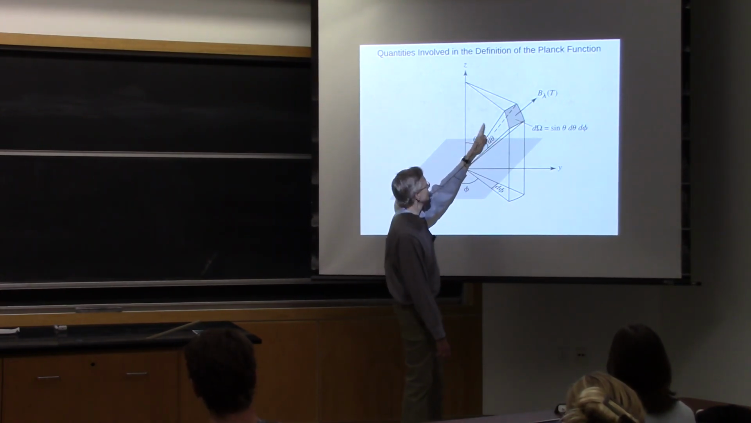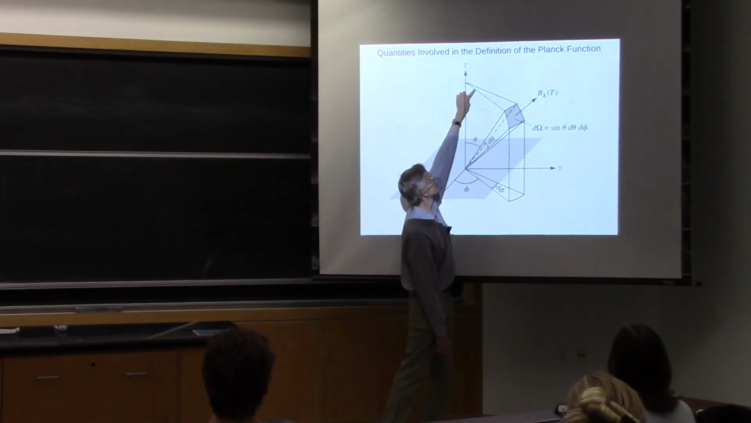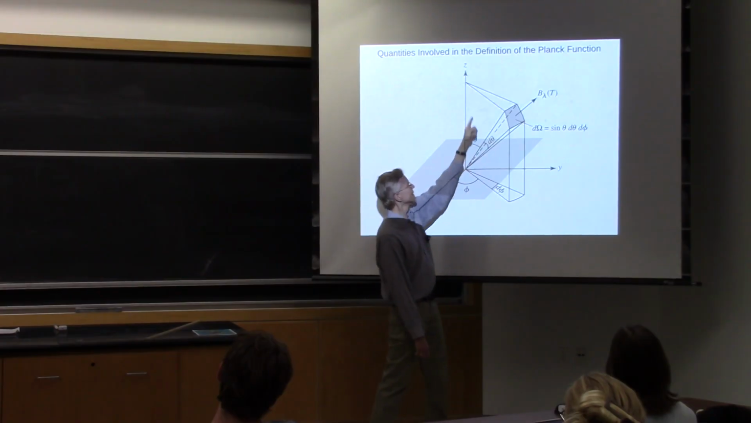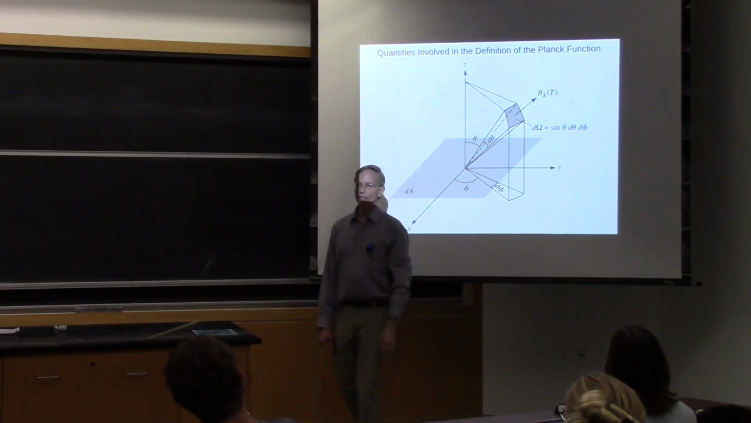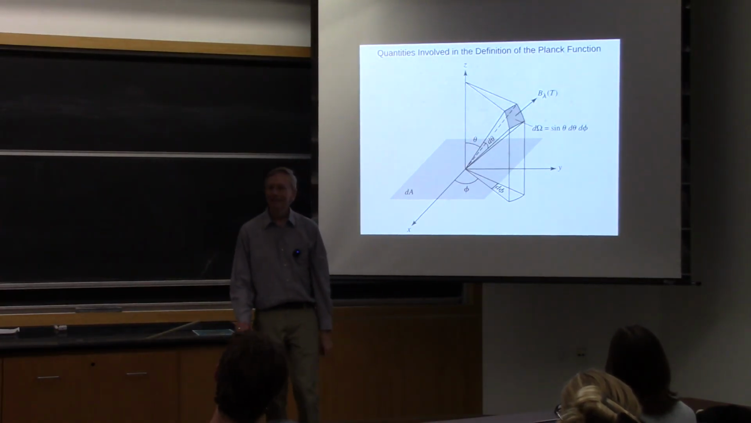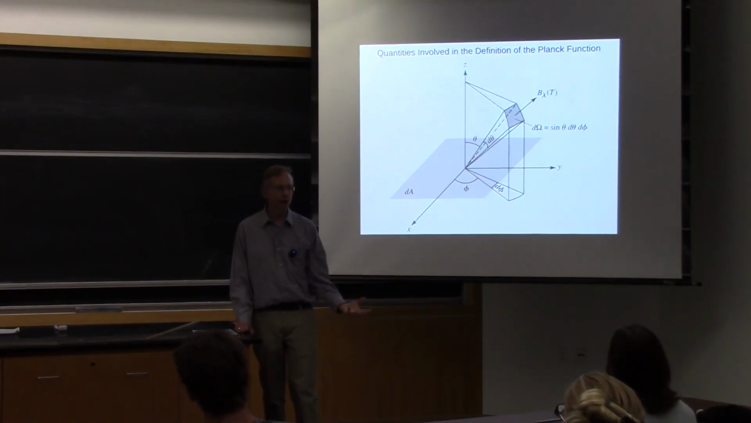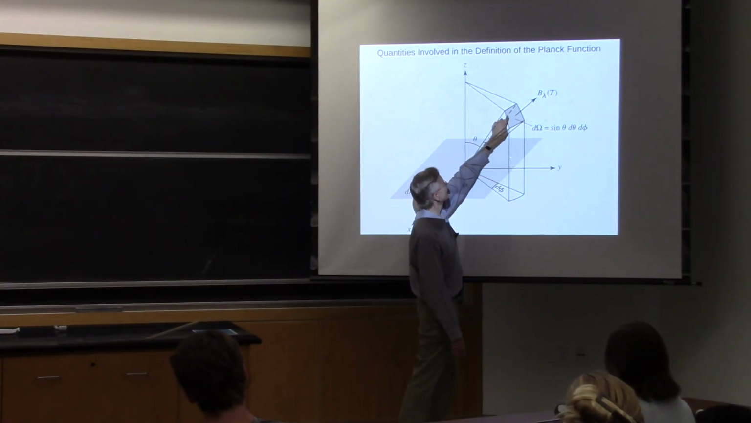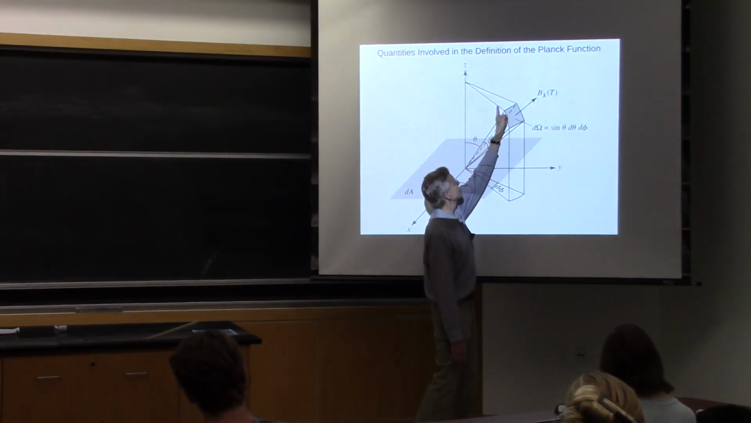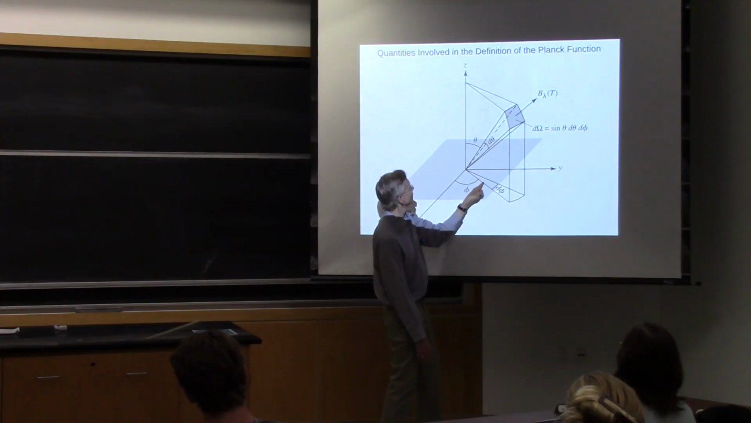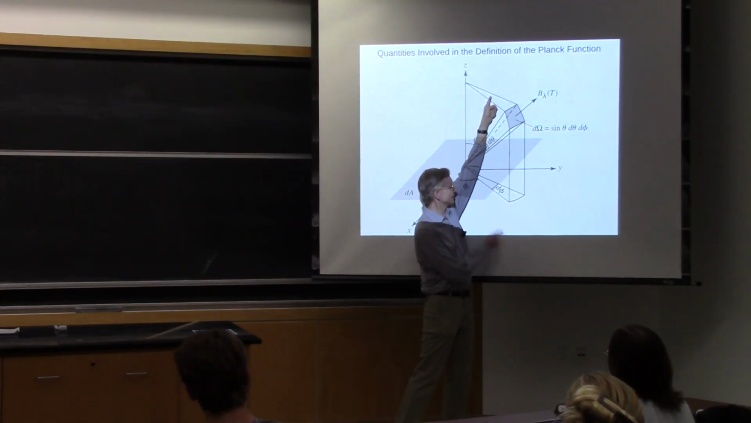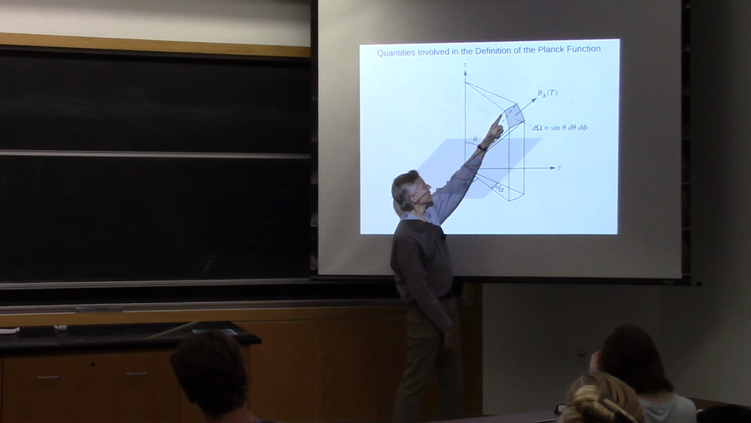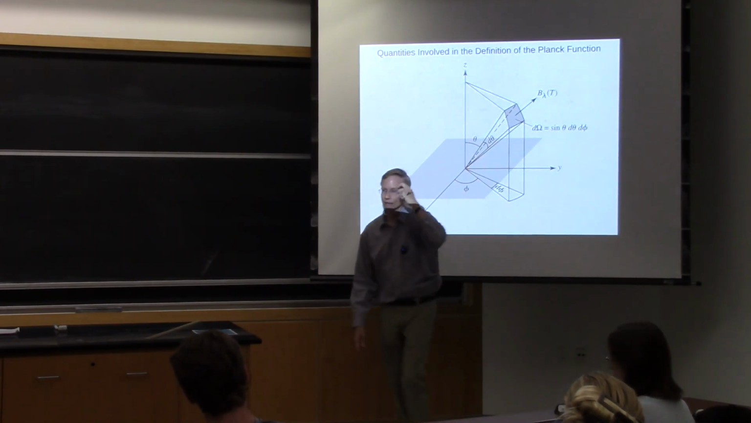So if this distance is r, what is this distance right here? I have a right triangle. This is a right angle, the hypotenuse is r, here's angle theta, and this is the side opposite angle theta. SOHCAHTOA. It's r sine theta. So this distance is r sine theta, and I'm swinging through an angle d phi, up here as well as down here.